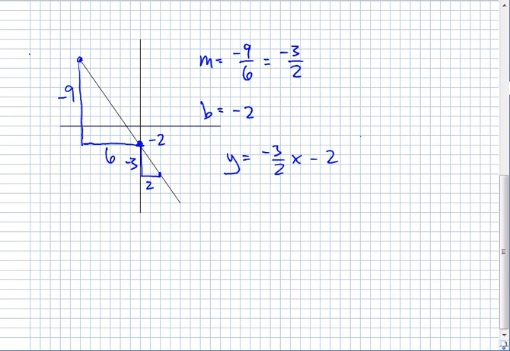And obviously if b is positive, somewhere up here, that means it crosses above there. And if the slope is positive, then it's going to go this way instead of going down to the right. Okay, so that's one of the things we can use slope-intercept form for.